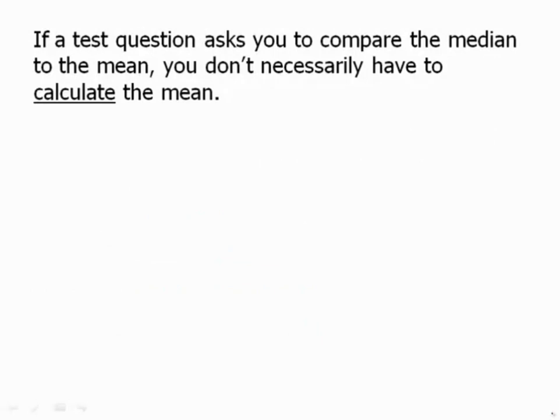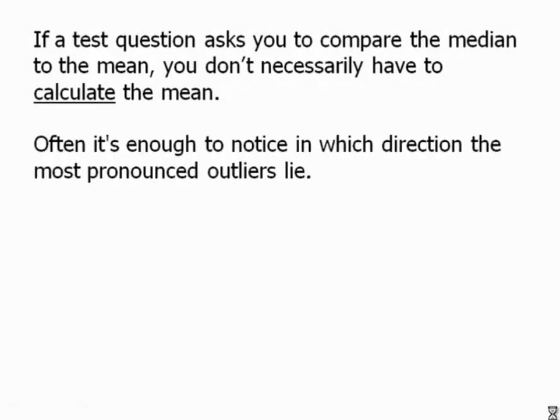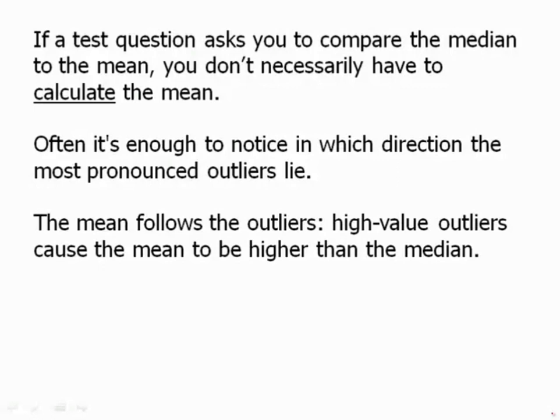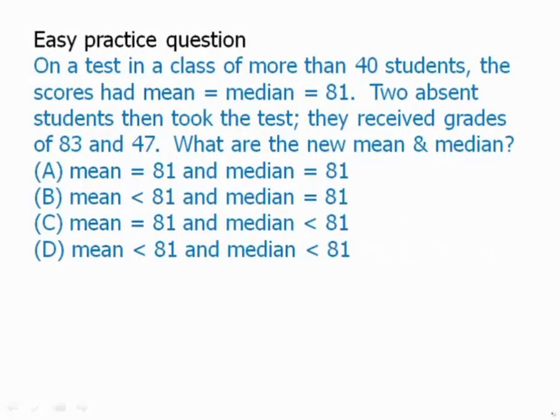If a test question asks you to compare the median to the mean, you don't necessarily have to calculate the mean. And in fact, often it's a mistake to engage in a calculation. It's very important to understand this. Often it's enough to notice in which direction the most pronounced outliers lie. So the biggest outliers, if there's a really high number or a really low number that's noticeably far away from all the other scores. The mean follows the outliers. High value outliers cause the mean to be higher than the median. And similarly, low value outliers cause the mean to be lower than the median. Here's a practice question. Pause the video and then we'll talk about this.